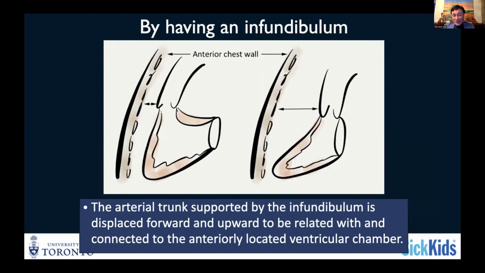Okay. If you look at the lateral view here, if you have an infundibulum, that arterial valve moves forward toward the anterior chest wall. If it doesn't have the infundibulum, that semilunar valve is away from the chest wall. So as a surgeon, when you open the thorax, if you see the arterial valve right next to you, that means the semilunar valve has a subpulmonary or subaortic infundibulum. If you see that valve is deep in the middle of the thorax, that means there is no infundibulum or a short infundibulum. Okay.